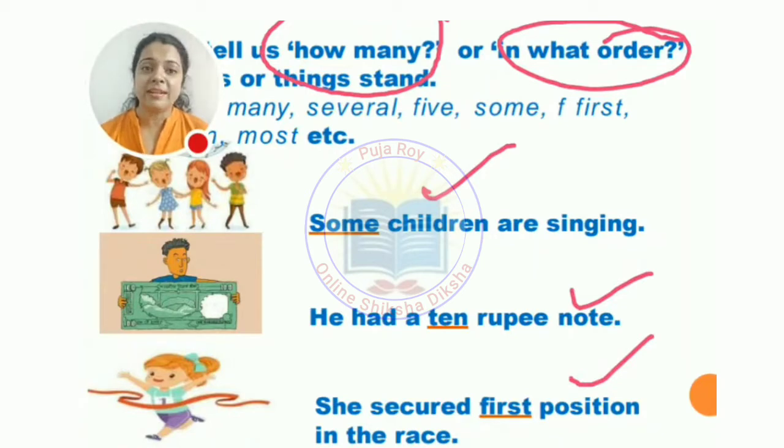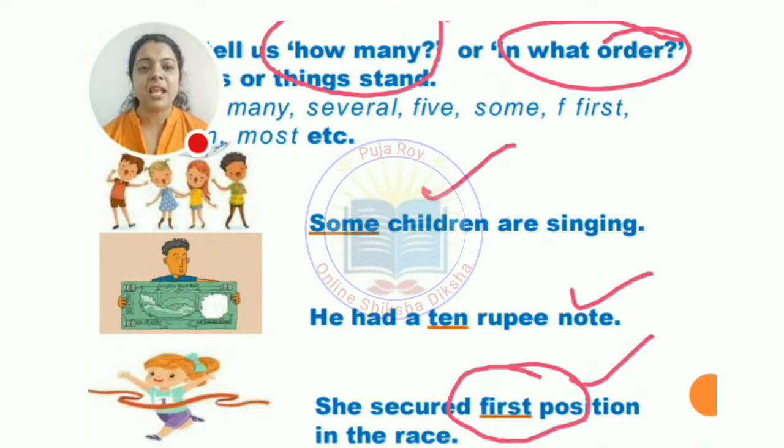Position means what is the order of the person. So the person has secured first position in the race. Now, my question is, how does it come here? Somewhere I have applied some, one place I have applied 10, another place I have applied first. So how many categories and how many types of adjective of numbers are there? Let me tell you, adjective of number is further divided into 3 subtypes.